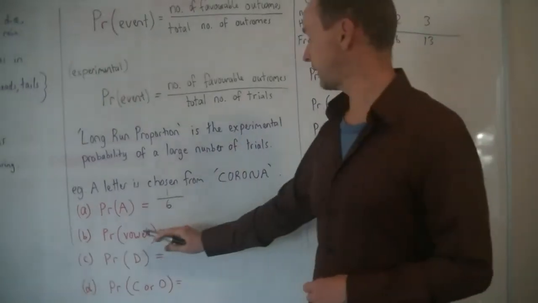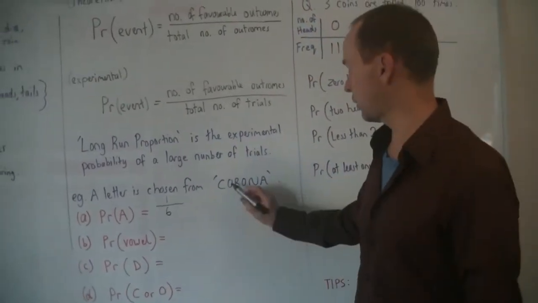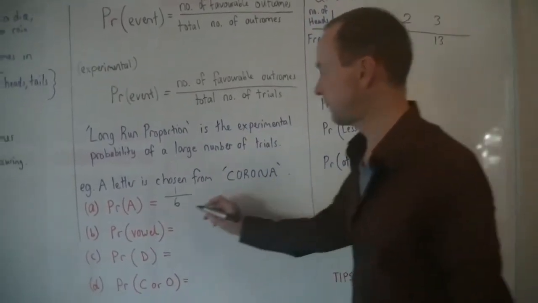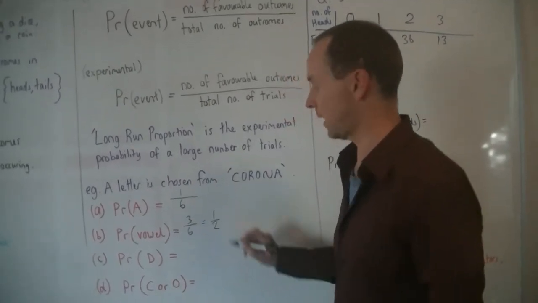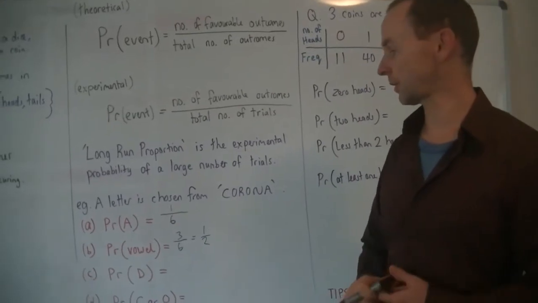The probability of getting a vowel: the vowels are A, E, I, O, U. So there's 1, 2, 3. So we get 3 out of 6, which can be simplified to a half. Always try to simplify your fractions.